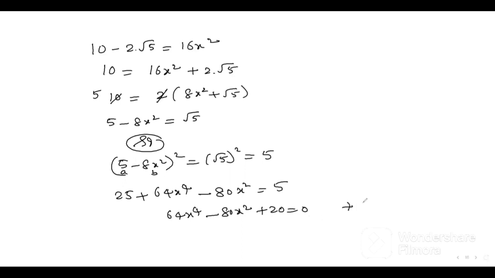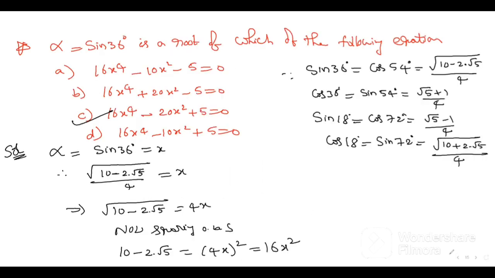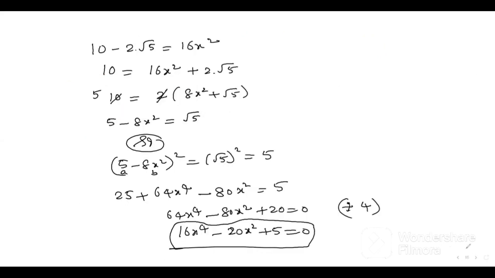So now divide by 4 on both sides. So 16x to the power 4 minus 20x square plus 5 is equal to 0. Which option is correct? The third option is correct. 16x to the power 4 minus 20x square plus 5 is equal to 0.